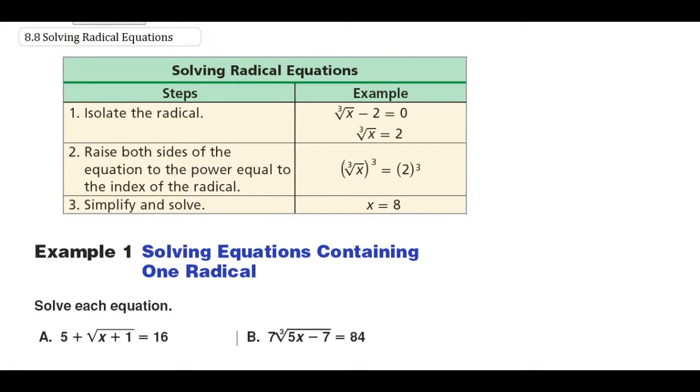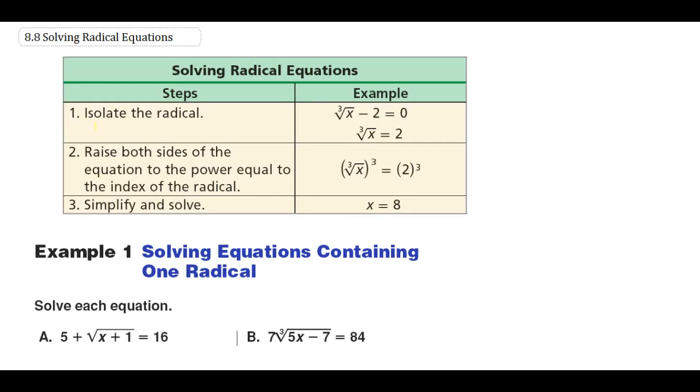This is Mr. Meyer from Way Happy Studios, and we are on 8-8, the final section of Chapter 8. And so we are going to solve radical equations, and that is what we're going to see in this box right here. You're going to see there's about 3 little steps to solving radical equations.